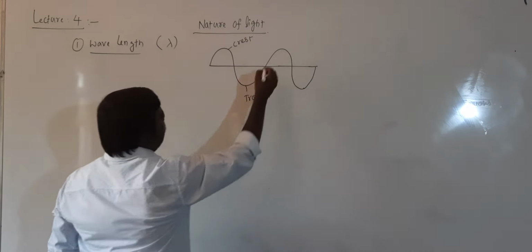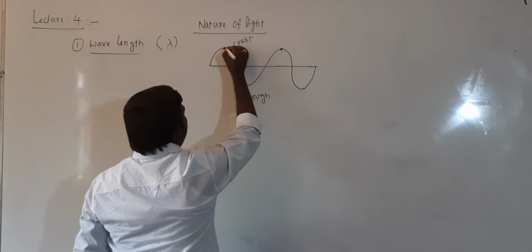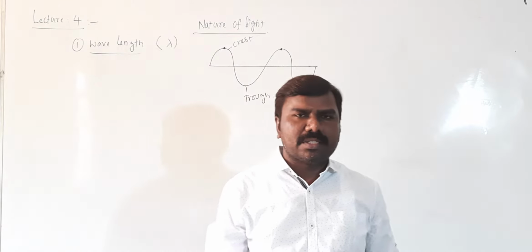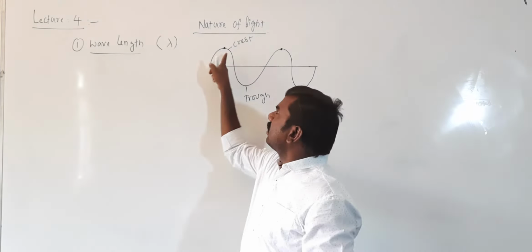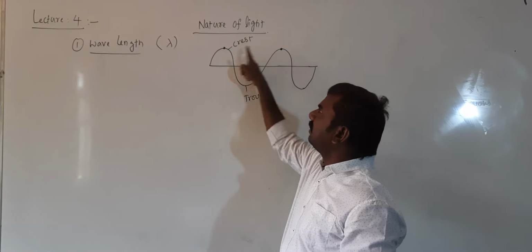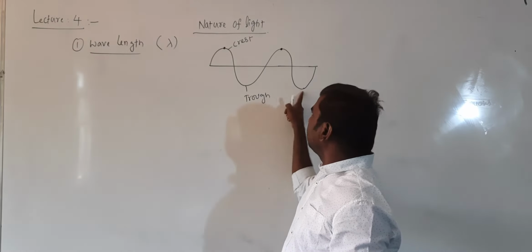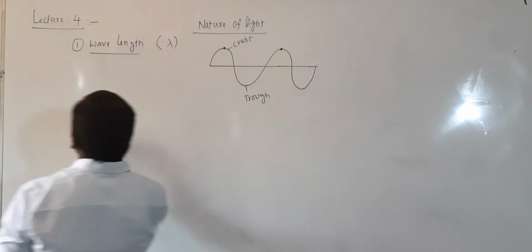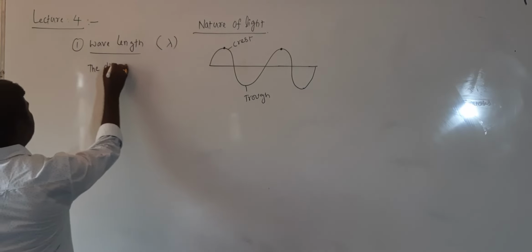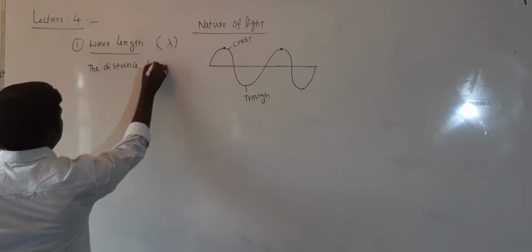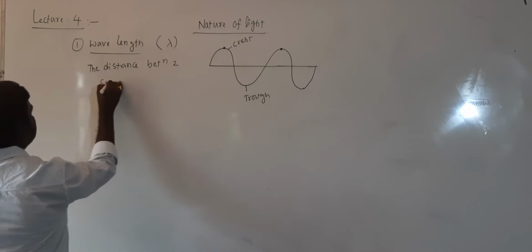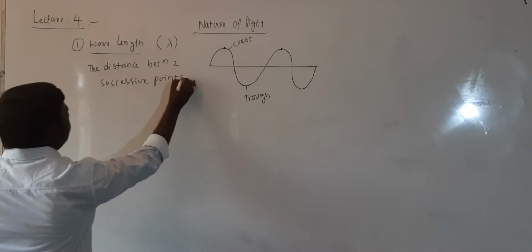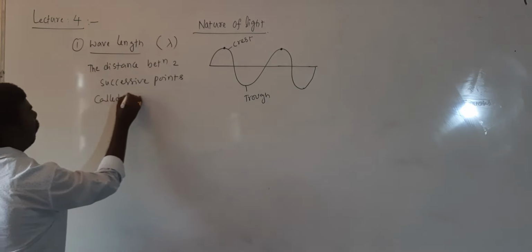So, the distance between two adjacent points, or two successive points, is called wavelength. It means the distance between two successive crests or two successive troughs is called wavelength.